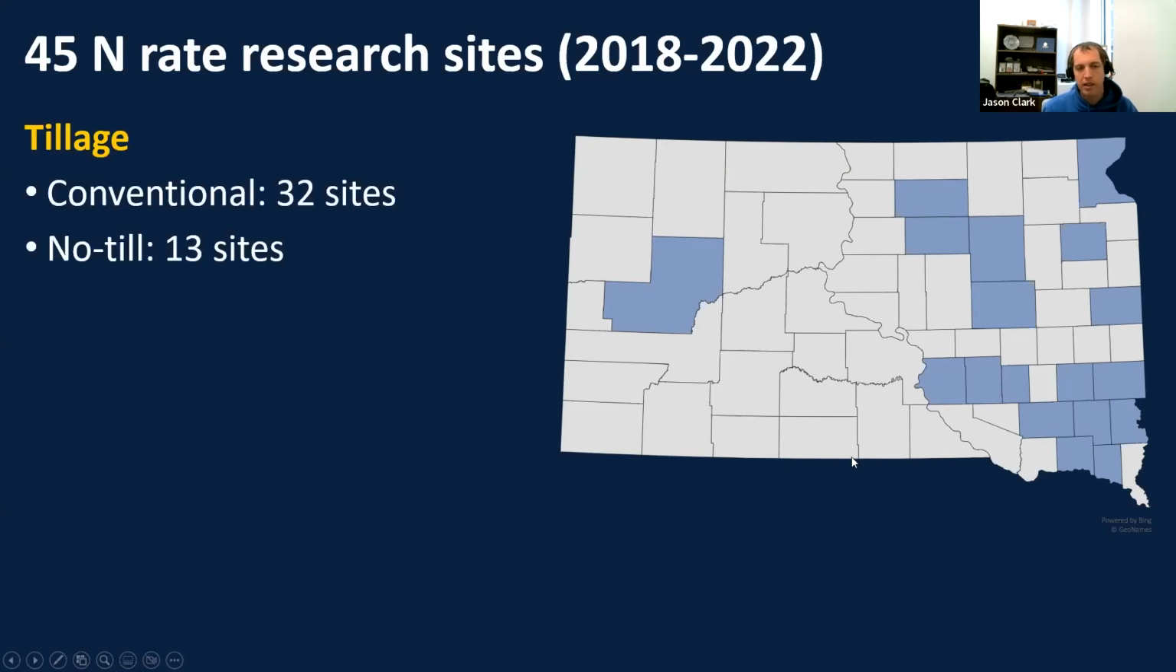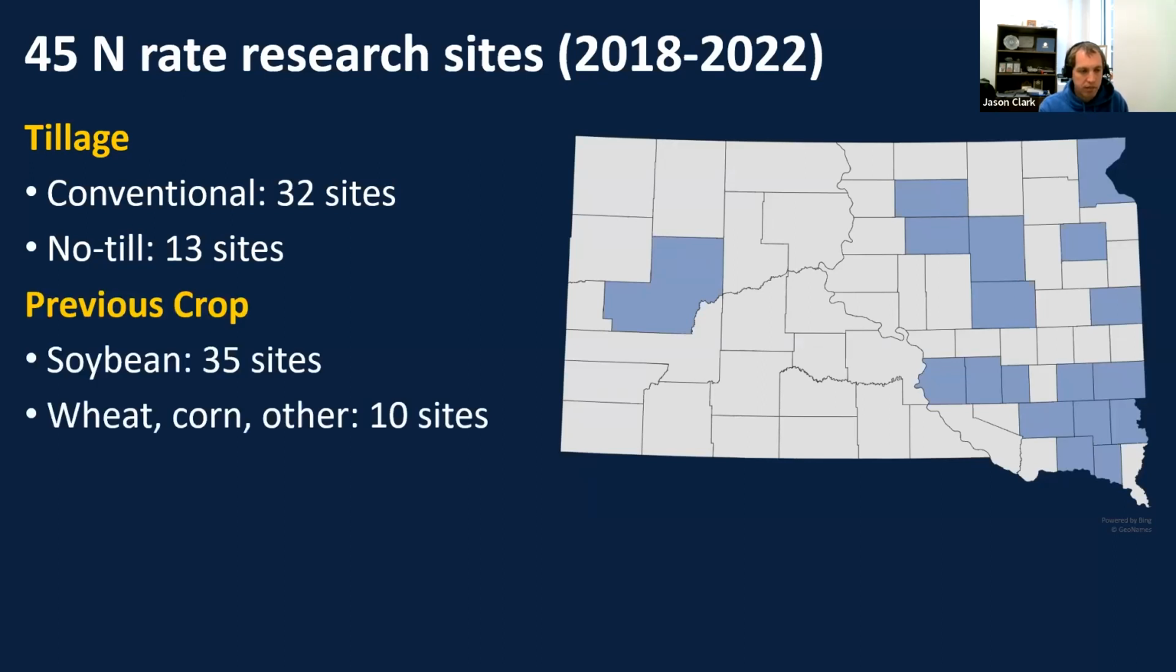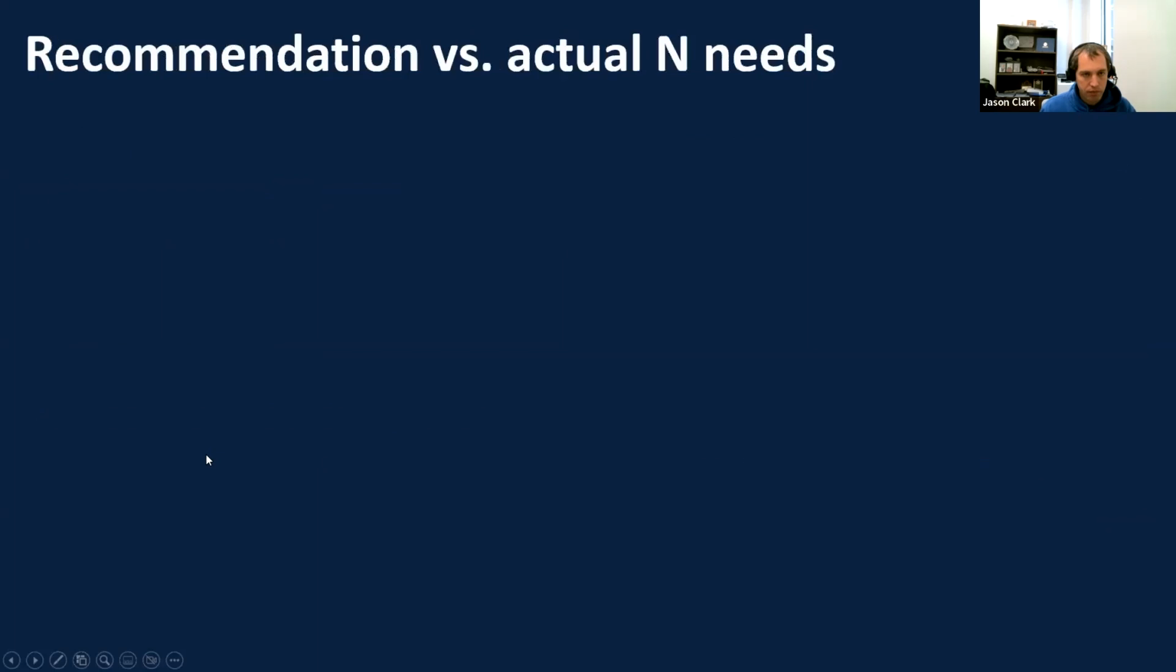So about 32 sites of those are conventional, 13 are no-till. If you're interested, we're doing more sites this year and we're looking for farmers and cooperators. So we can definitely help get your farm on the map and get you some data as well for either conventional or no-till. Previous crop is soybean most of the time, wheat, corn, and some other one, in about 10 sites, but most of the time we're following soybean. We have some sites that are following corn as well.